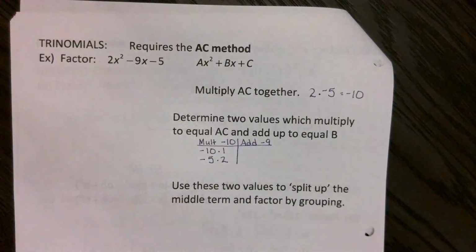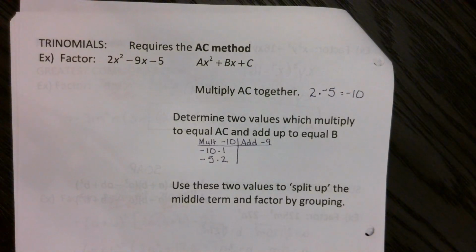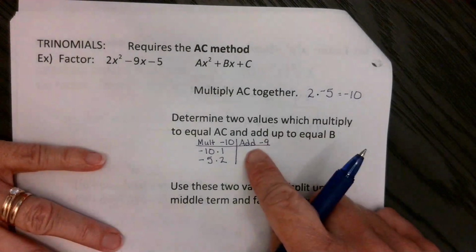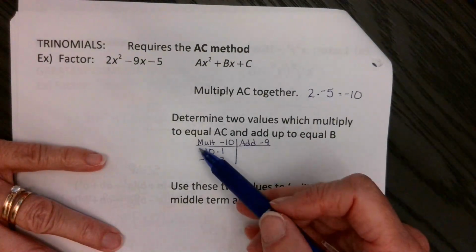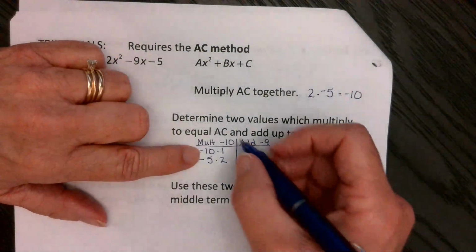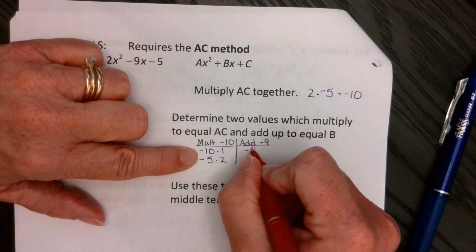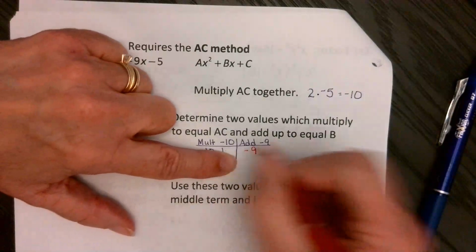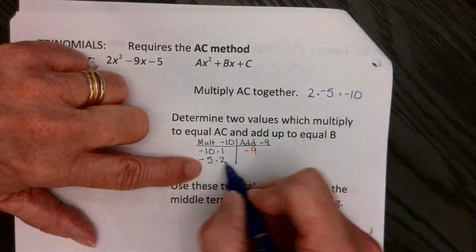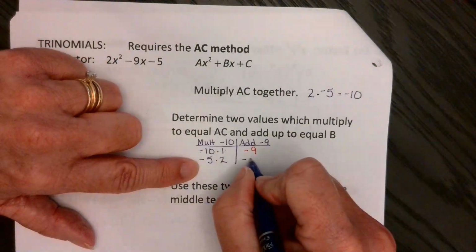Yes, you could do 1 and negative 10. I'm sorry, you could do 10 and negative 1. But there's no way it's going to add up to negative 9. You need your larger number to be negative. This here gives us negative 9. Negative 10 plus 1 gives us negative 9. This is going to give us negative 3.